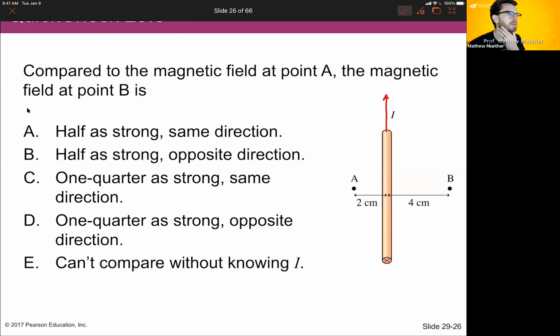I'm going to give you guys 5 more seconds. Okay, let's go ahead and end the poll. All right, so many of you selected B, that it's half as strong but in the opposite direction, but there were split answers kind of across the board here.